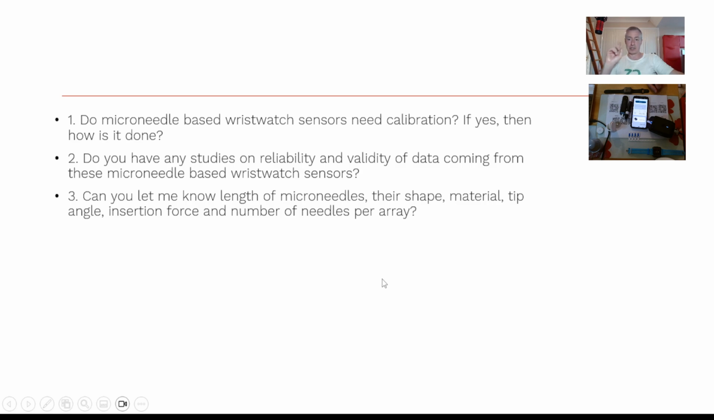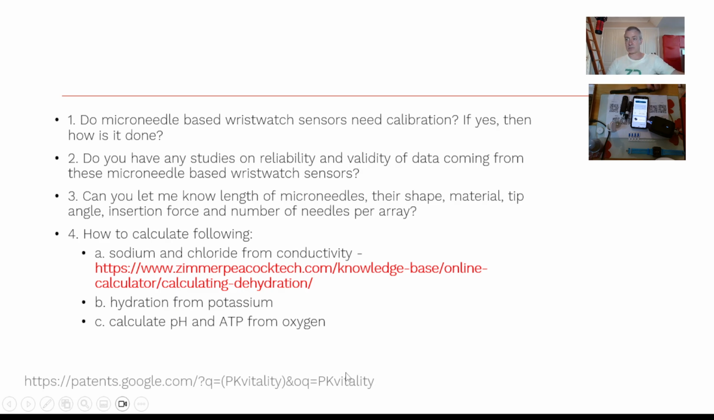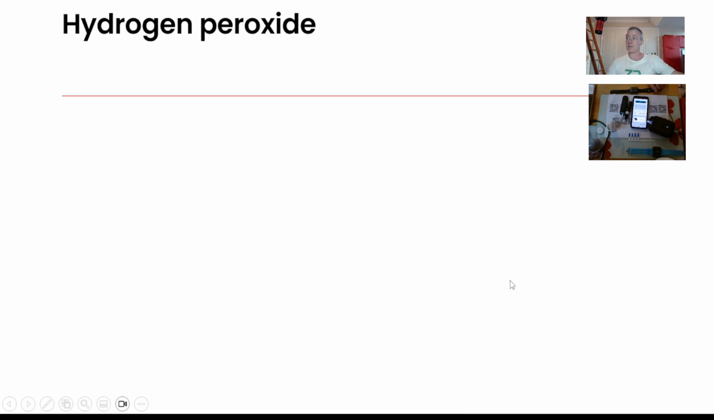Shape and tip, I'm going to give you a link to some patents. How to calculate sodium chloride. This link will take you to something I have on the website. I haven't done the calculation on how to look at hydration from potassium, and I haven't done the calculation on how to do pH and ATP from oxygen. I can do it. It would take me some time, and at this moment I don't have the bandwidth. So here's that link. Here's some of the material you can find in the patents, and I will link to this particular patent as well.